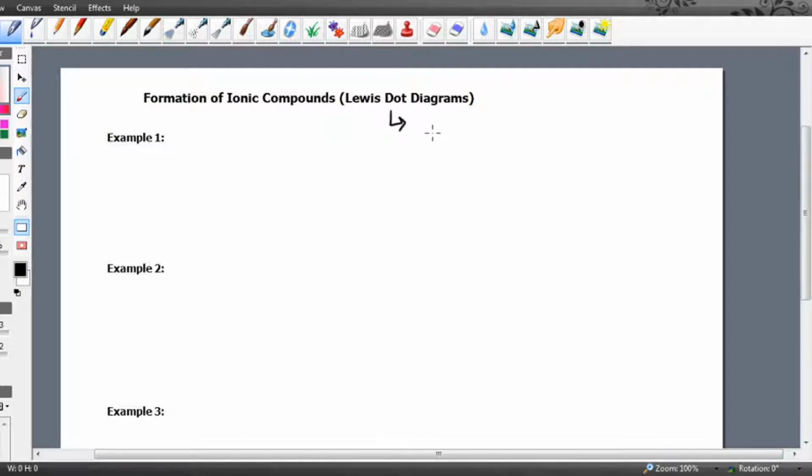So we're going to use these dot diagrams to show or visualize the transfer of electrons. And the reason why we're talking about a transfer of electrons here is because we're talking about ionic compounds. We will do this same sort of thing for covalent compounds as well, but it's not going to be a transfer of electrons. It's going to be a sharing of electrons. And remember, elements are doing this to get to a full valence shell to satisfy their octet rule.